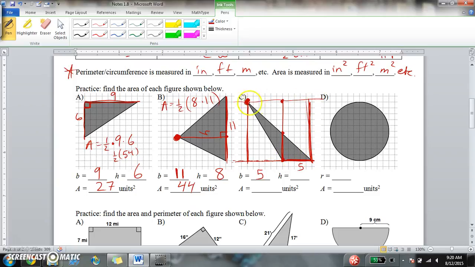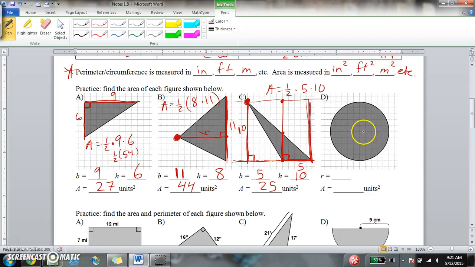So I would count this distance from here to here. That distance would be 10. These two things are perpendicular. Base and height are perpendicular. So I know that I'm good there. Height is 10. Area would be 1/2 times my base times my height. 5 times 10 is 50. Half of that would be 25.